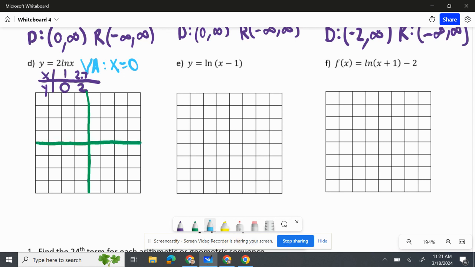We have our vertical asymptote at 0. We have (1, 0) and we have (2.7, 2). Our domain starts at our vertical asymptote, which is 0 to infinity. Our range is always going to be the same for logarithms, -infinity to infinity.